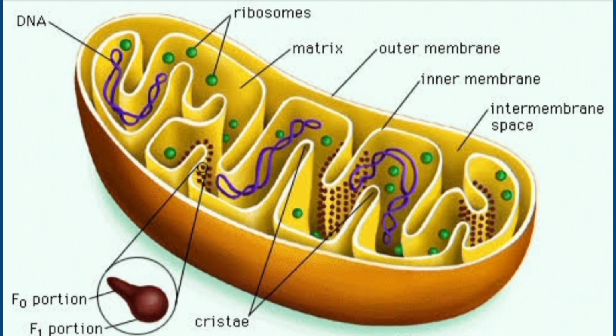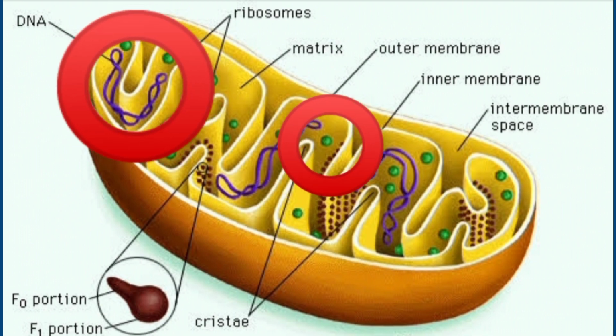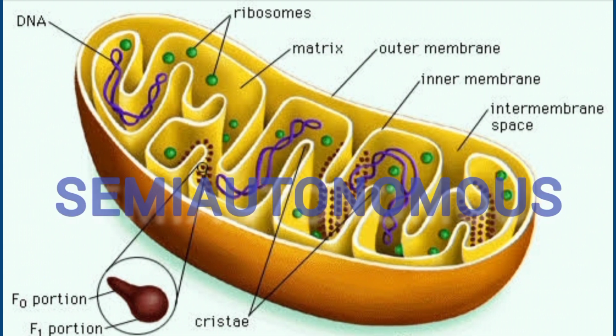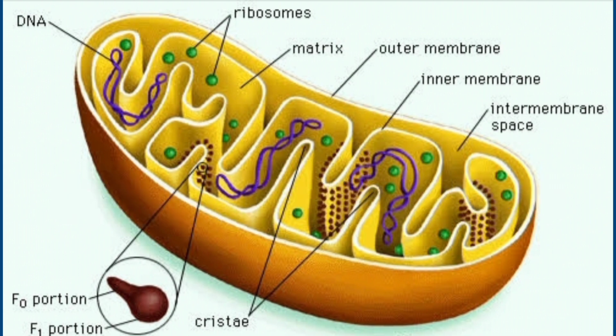Another significant thing that you can notice in the mitochondria is that they have their own DNA and ribosomes. That is why the mitochondria can replicate as well as synthesize their own protein. So the mitochondria is known as a semi-autonomous organelle. The points that we have discussed are given in the description box below. You can go through them and also note them down.